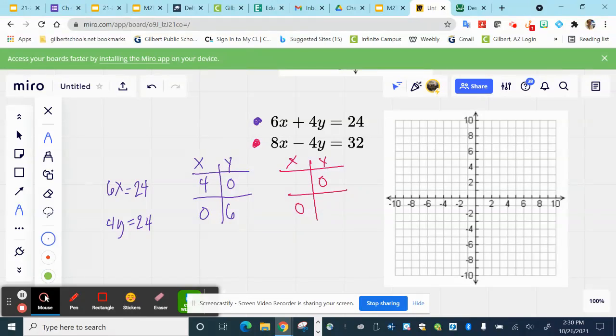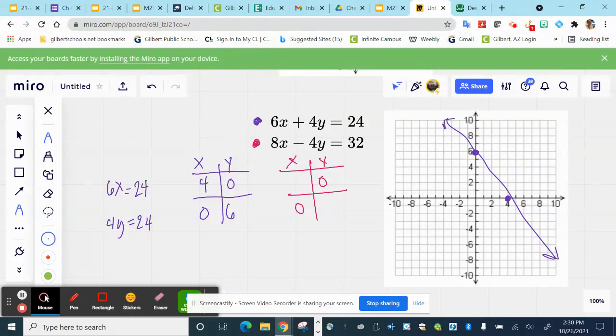So for my first line, I have the 2 points. I have (4, 0), and I have (0, 6). And then I can go ahead and connect. Oops, got a little messy there.